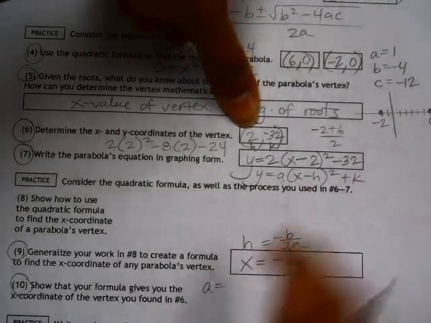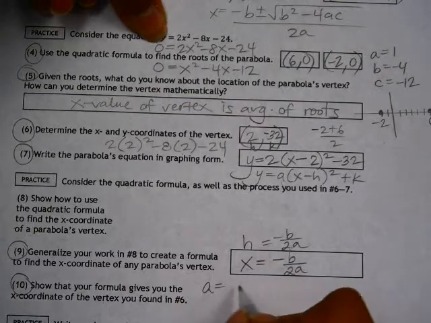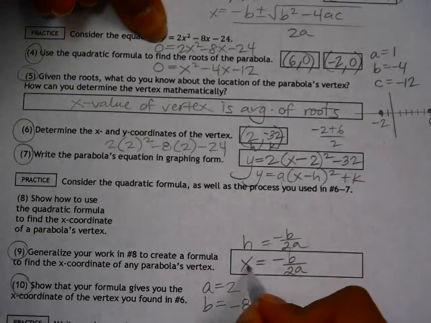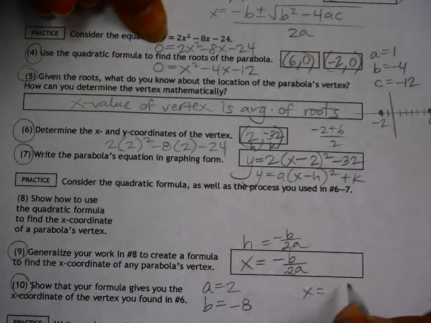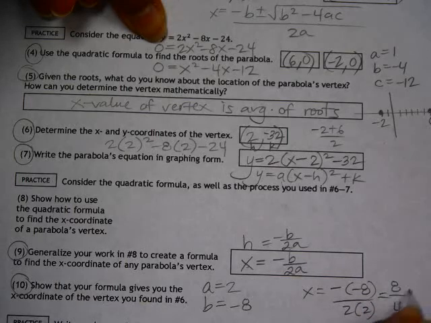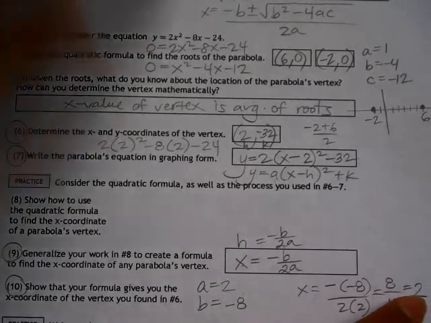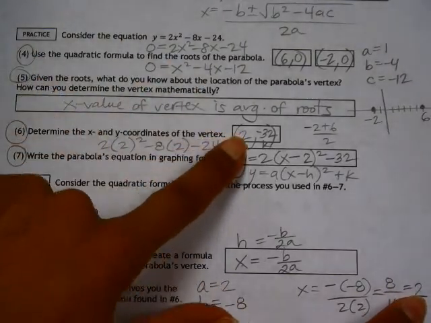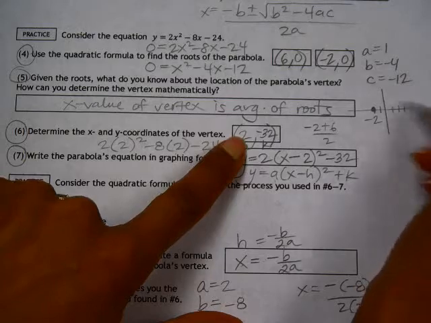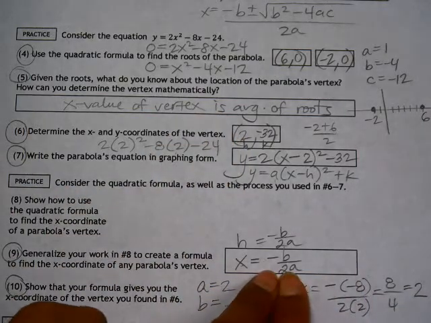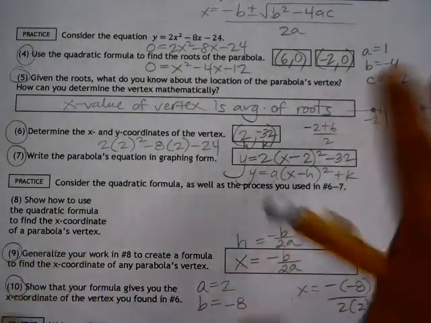I know a from the original problem is equal to 2, and b is equal to negative 8. So if I'm calculating the x value of the vertex, I would do negative b over 2a. 8 divided by 4 equals 2. So we got the same answer using the formula as we did by taking the average of the two roots that we had gotten using the quadratic formula. This is a quicker way of doing it without having to find the roots first.